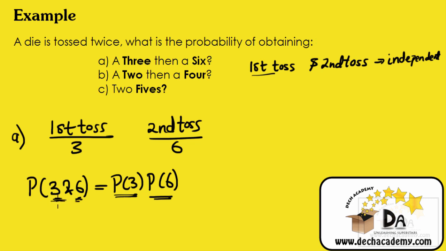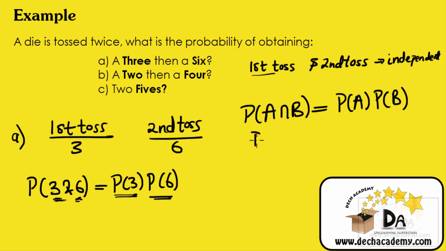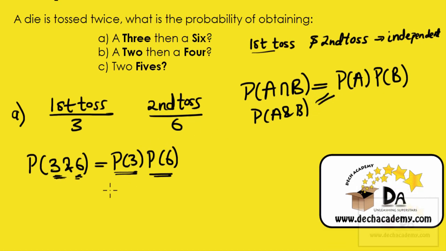And as a result, the probability of getting a 3 and a 6 is equal to, well, let's put it this way. If you have two events A and B that are independent, the probability of event A and B is equal to the probability of event A times the probability of event B. I can write this as A and B is equal to the same thing, which is what we have here. The probability of getting a 3 and a 6 is equal to the probability of getting a 3 times the probability of getting a 6.